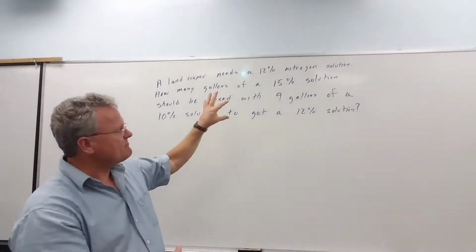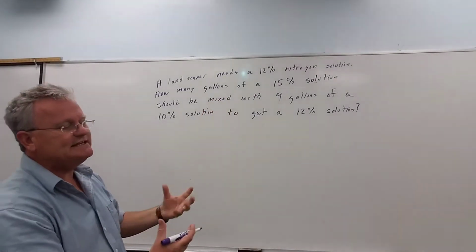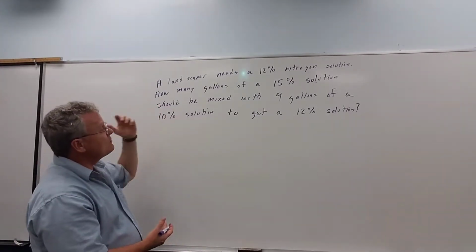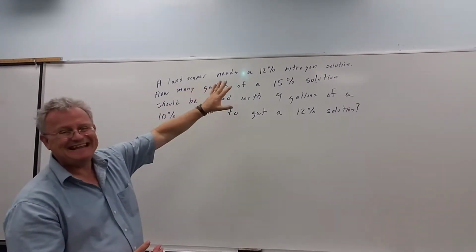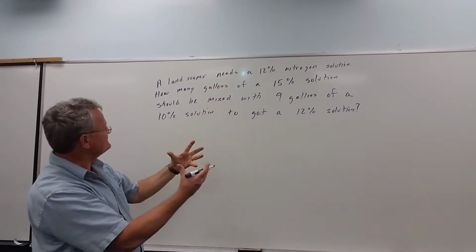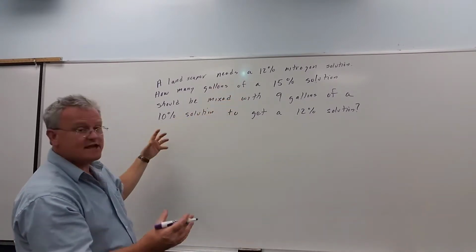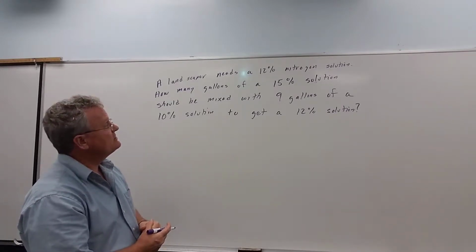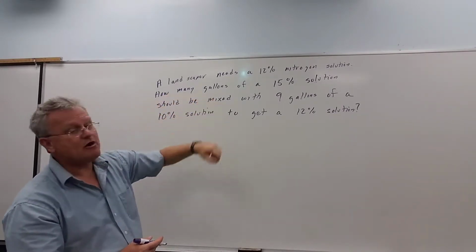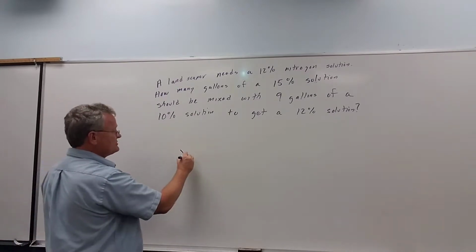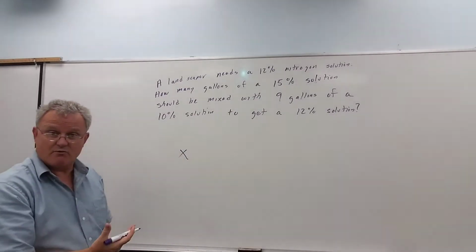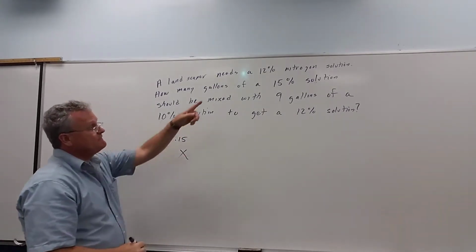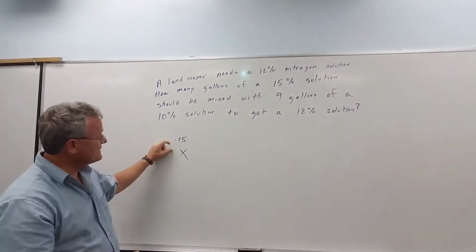So every problem is a little bit different, but the idea is the same. So again, what are we adding together here? So we need a 12%. When we mix our 15 and 10% together, we got to get a 12%. So the question is, how many gallons of the 15%? We don't know, that's X, how many? Above that, let's just put our percentage. It's 15. You'll see why in a second.